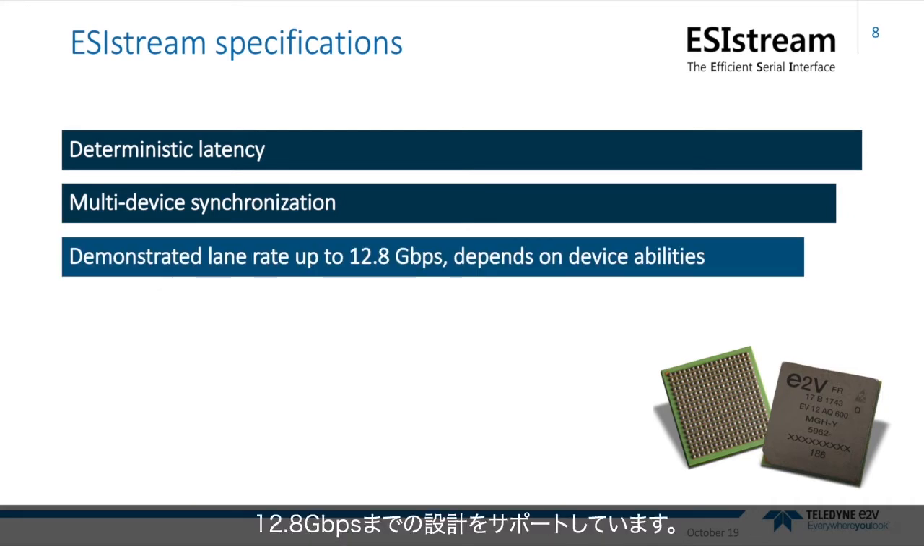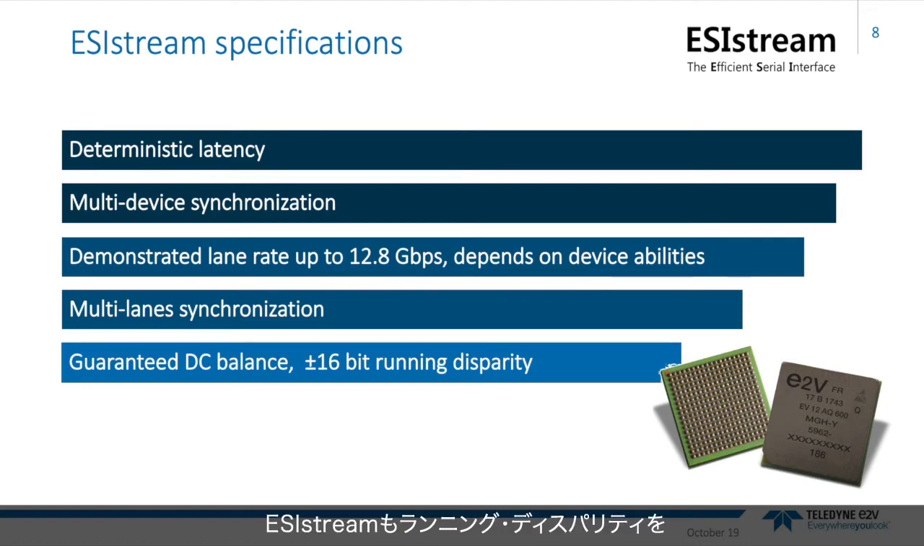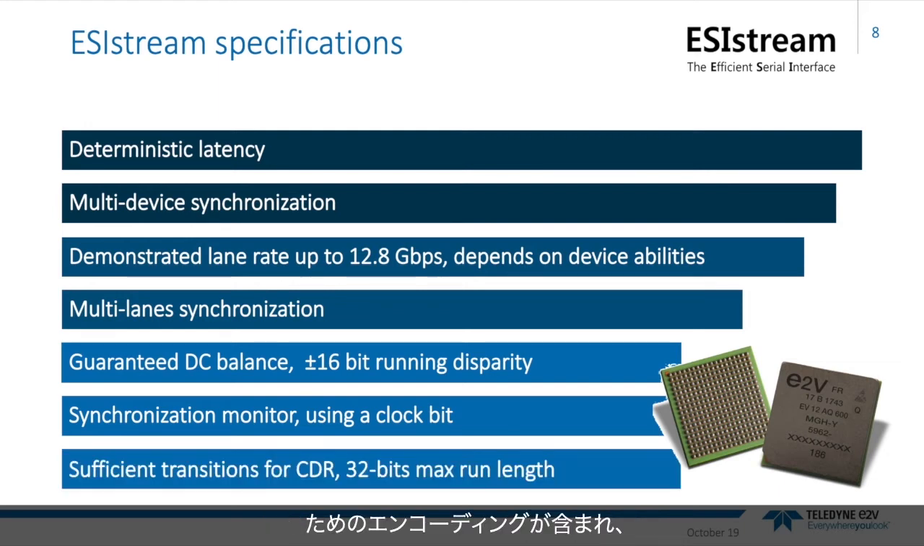ESIstream is currently supporting designs up to 12.8 gigabits per second and has been demonstrated to work in a variety of settings, both single board designs and across backplanes. ESIstream, in common with many serial links, ensures DC balance by limiting the maximum allowed running disparity to plus or minus 16. The link protocol includes the ability to monitor system synchronization through the provision of a clock bit. The protocol includes encoding that ensures a minimum number of level transitions to enable clock data recovery, whereby the maximum run length is kept.